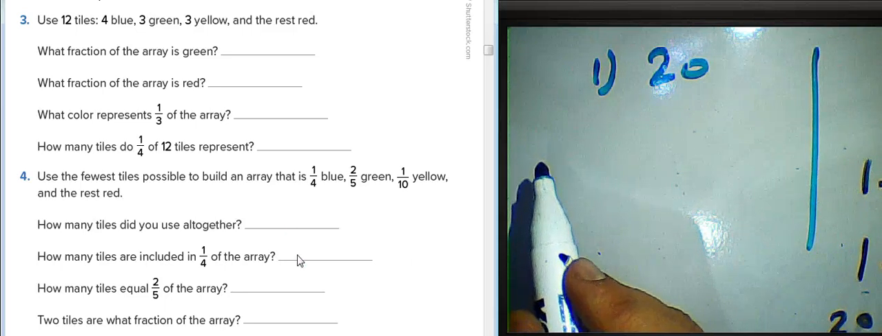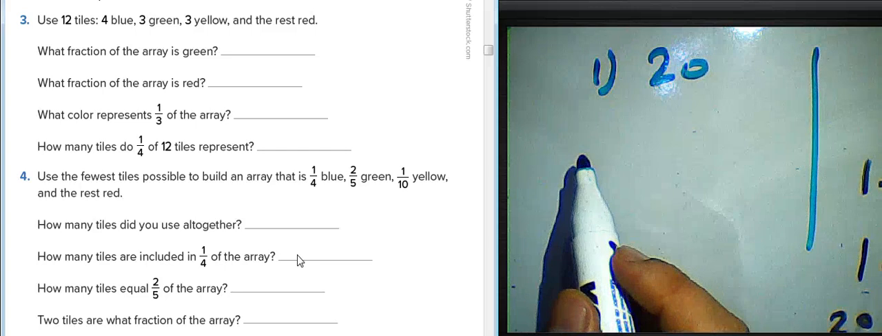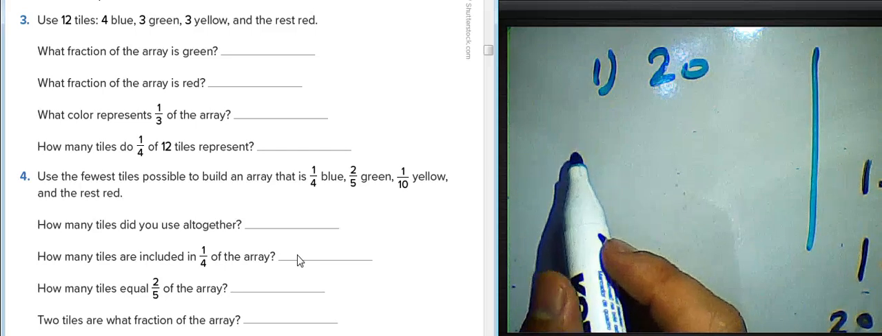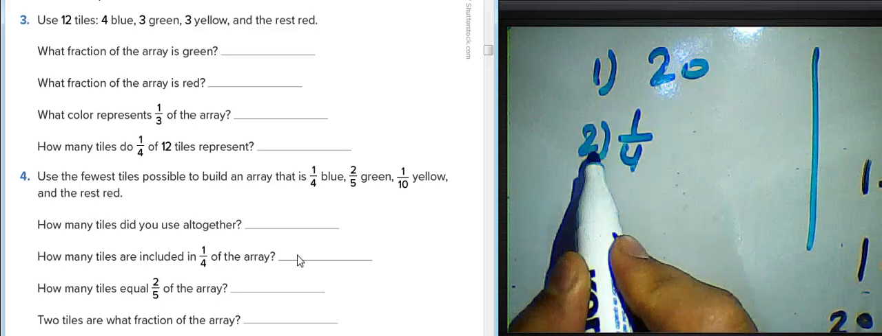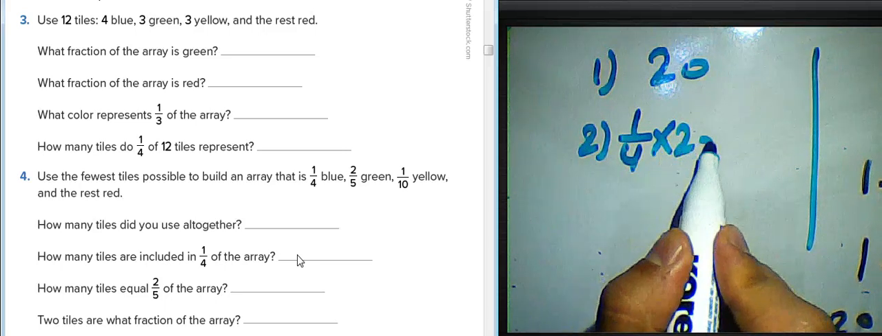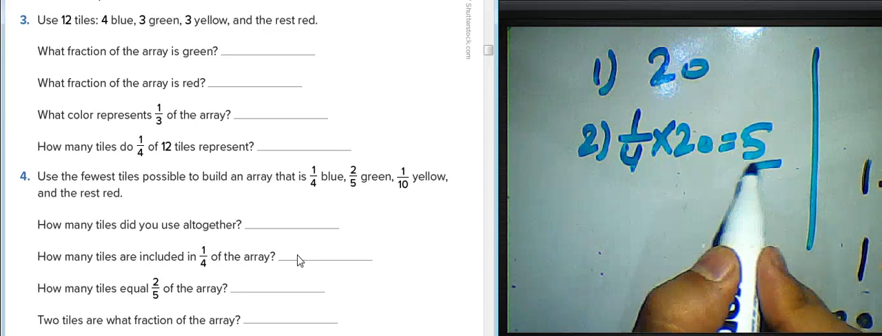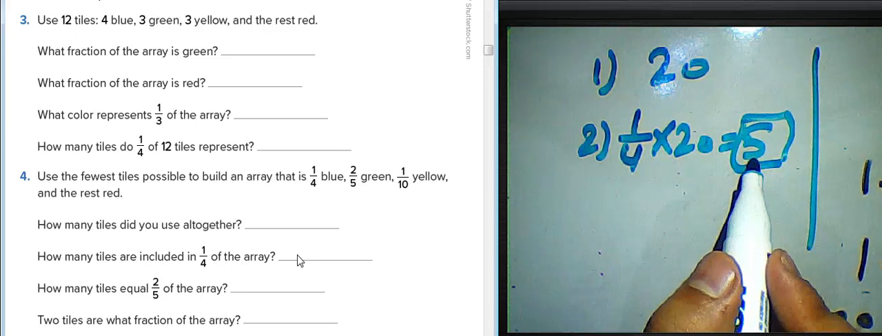Okay, how many tiles are included in 1 over 4 of the array? We can write about question number 2. 1 over 4 multiplied by 20 equals 5. We can write 5 in this space.